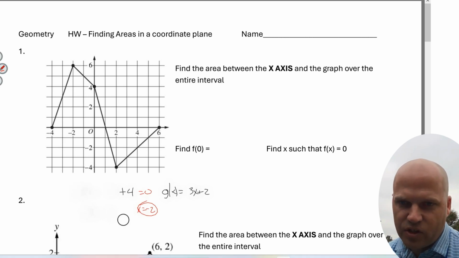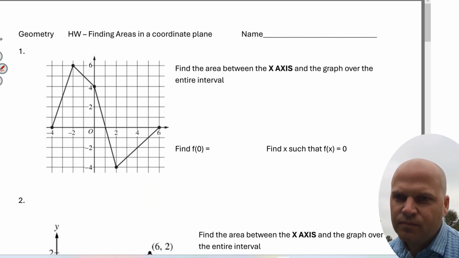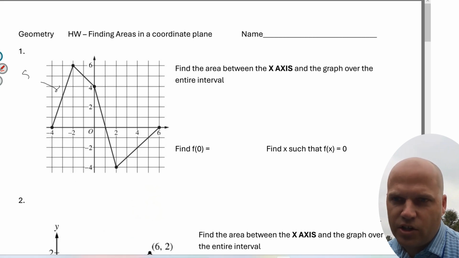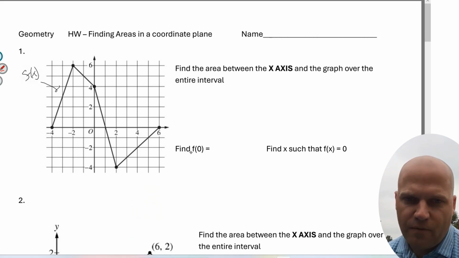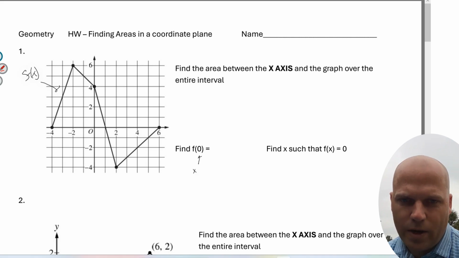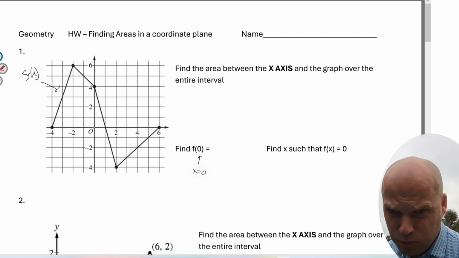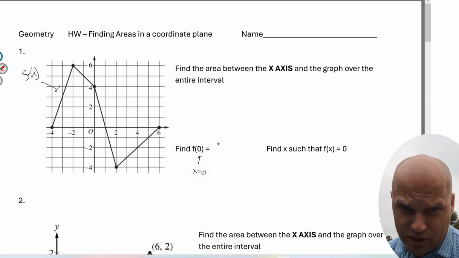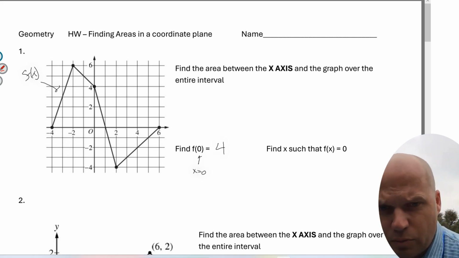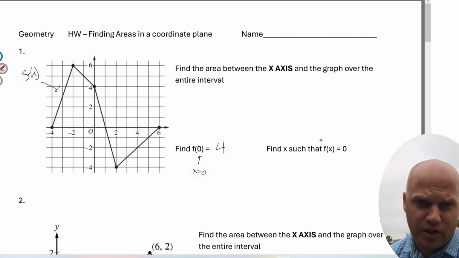But with graphs, we'll start with this. We would say this is some function. Okay, we'll call it f of x. And what is f of 0? So when x is 0, what is the y value? When x is 0, my function is at 4. And this would be my answer to f of 0.